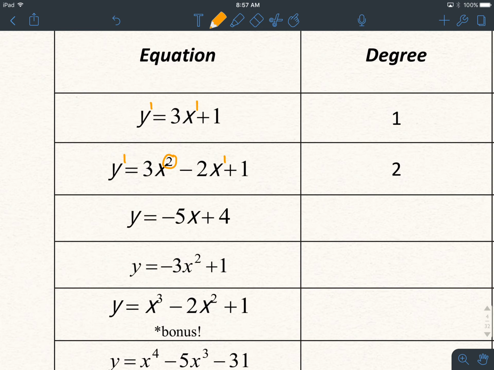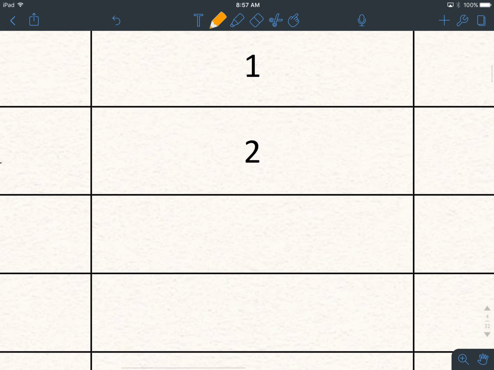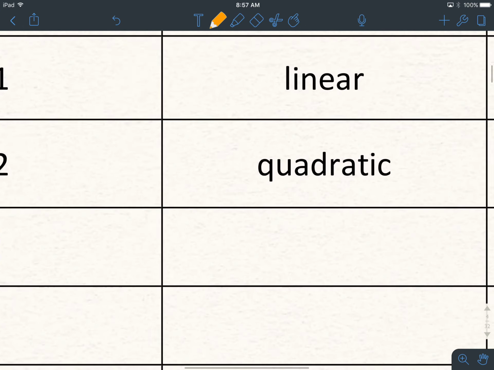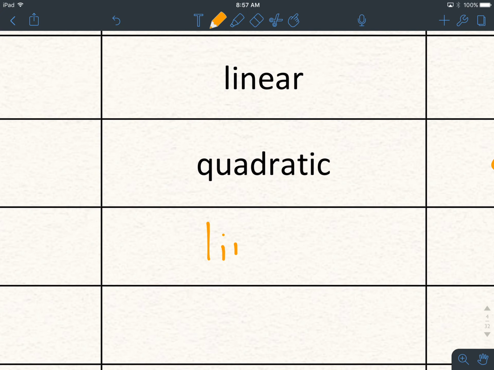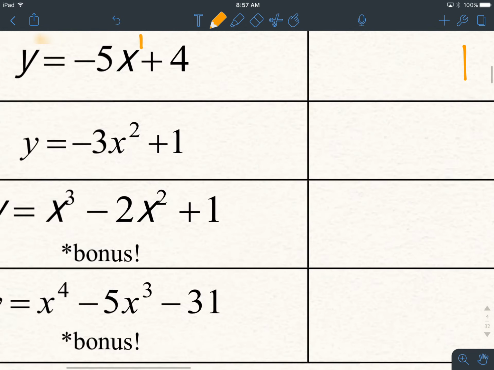All right, here's another one. Y equals negative 5x plus 4. Again, if we're looking down the line, the largest exponent on any variable is 1. That's going to make this a degree 1 function, which we call linear. And it's going to have constant first differences. Let's have a look at the next one.